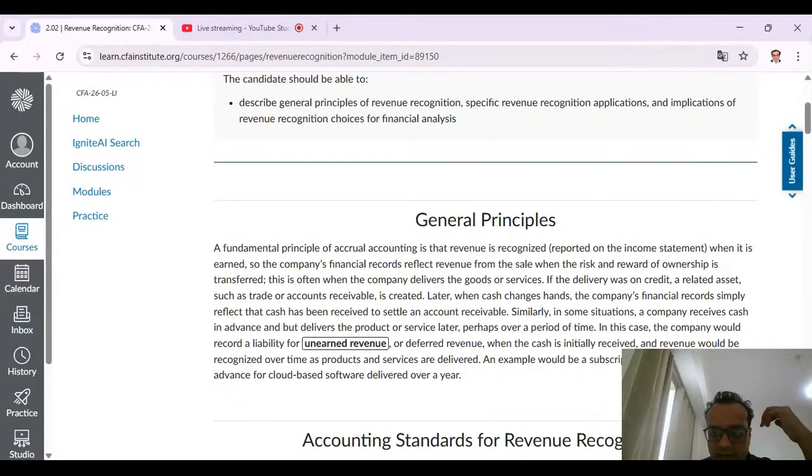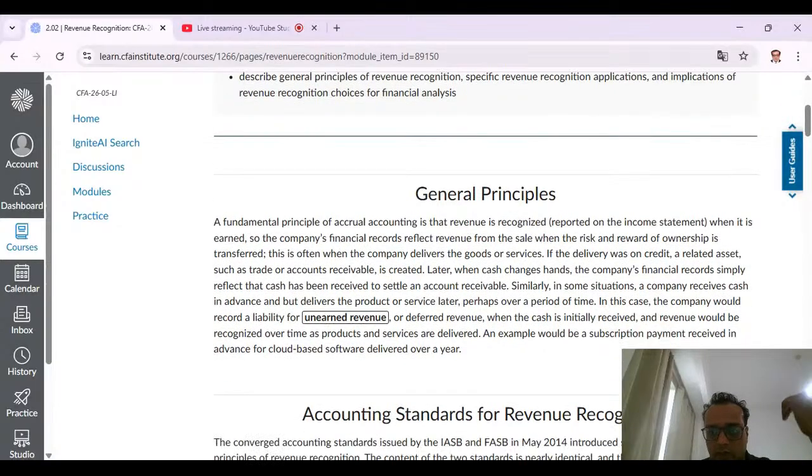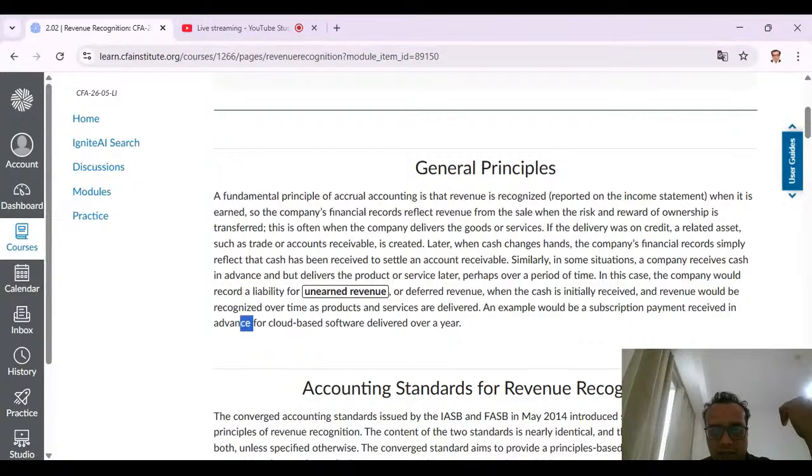Similarly, in some situations, a company receives cash in advance but delivers the product later, maybe in case of real estate. In this case, you record a liability for unearned revenue or deferred revenue when the cash is initially received, and it is like the advance that you receive, but you have not yet delivered the services. Let's say a subscription payment received in advance for cloud-based computing delivered over a year.